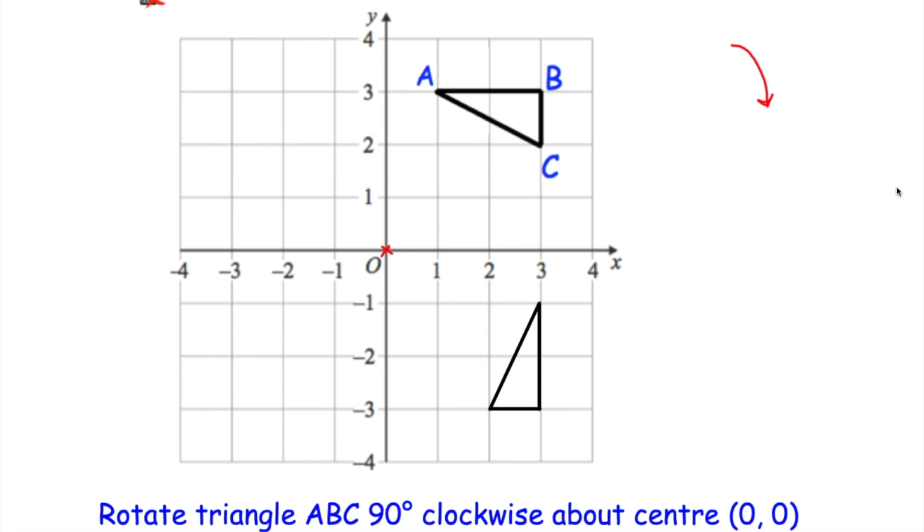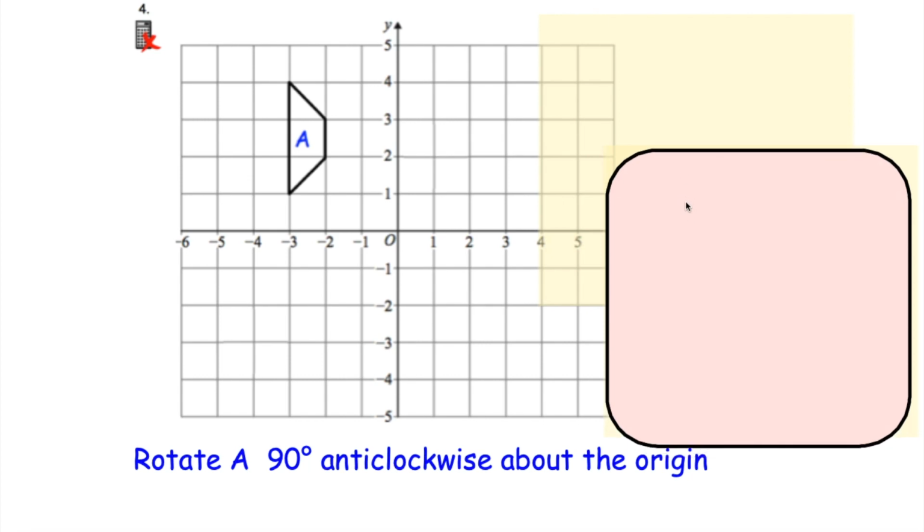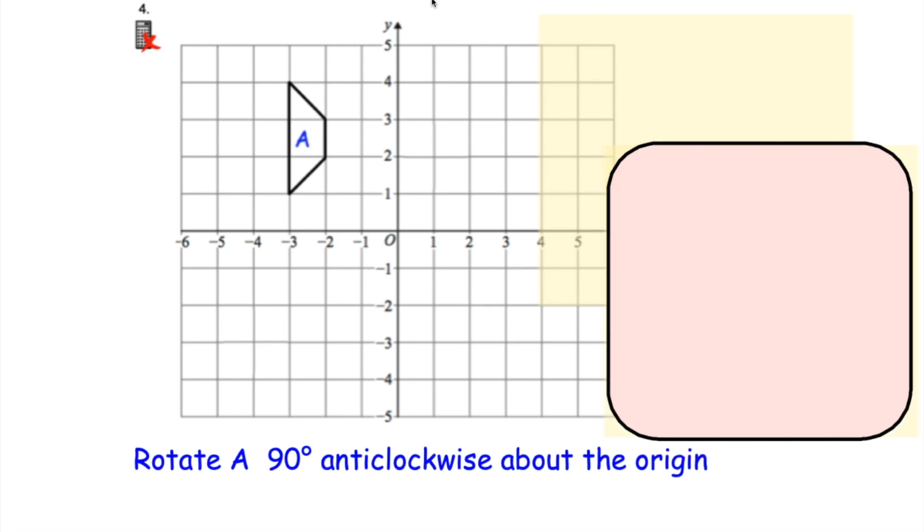Okay, let's have a look at question number 4. Here we've got our coordinate grid and our shape A, a trapezium, and we've been asked to rotate A 90 degrees anti-clockwise about the origin. This time it's anti-clockwise, so we're going this way. Let's draw a cross on top of the origin because that's our center of rotation. We'll be rotating about that point, the point 0, 0.